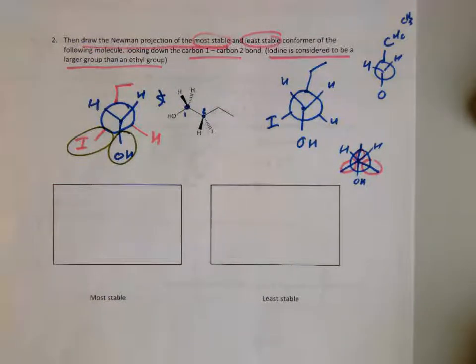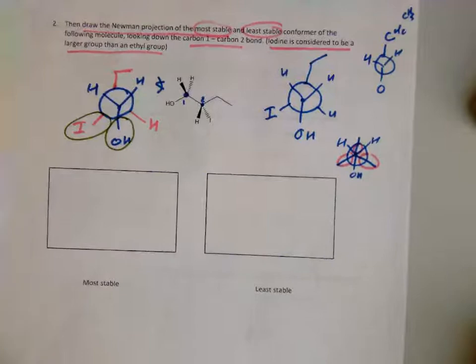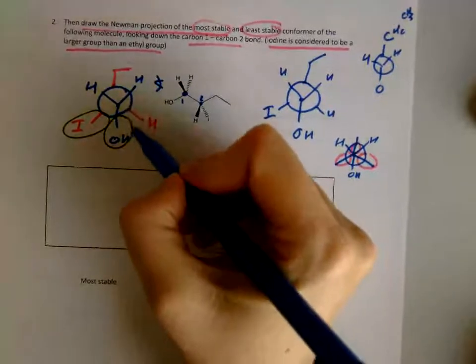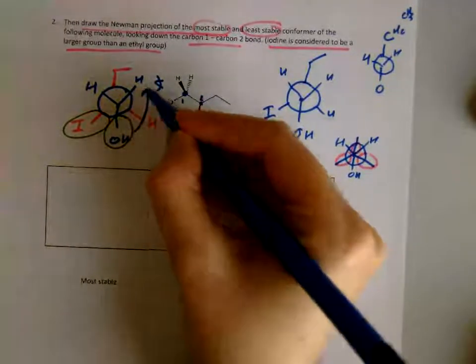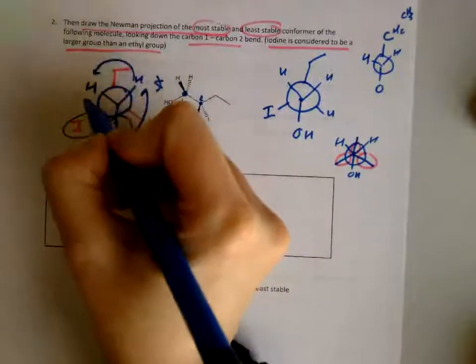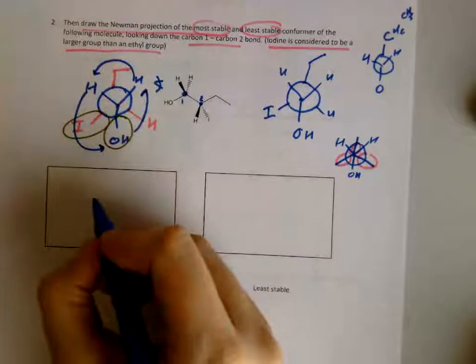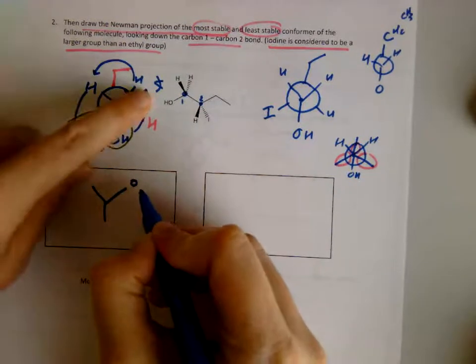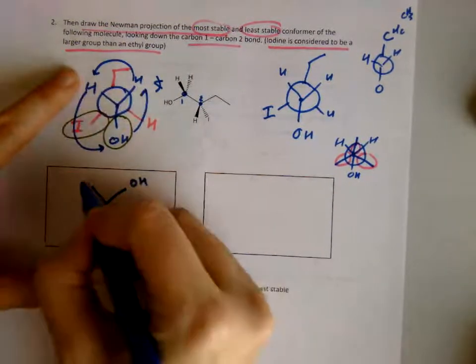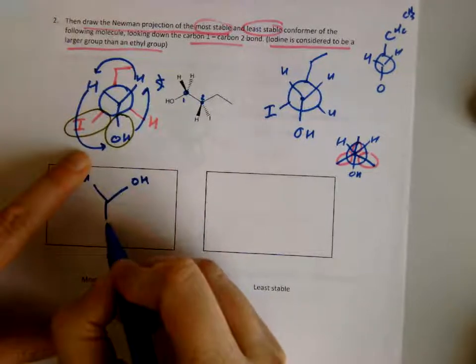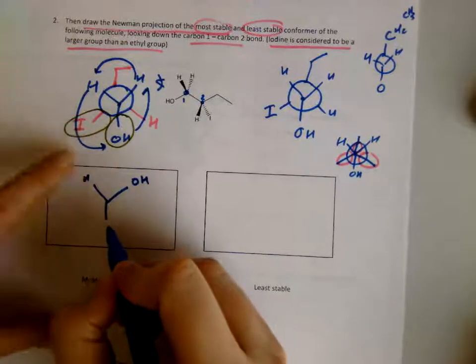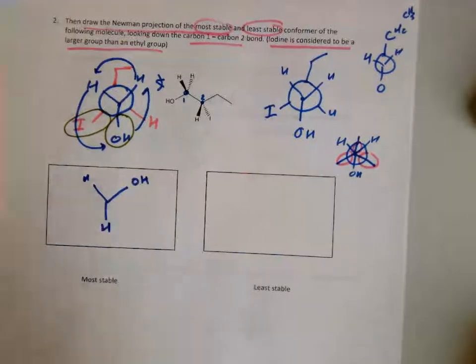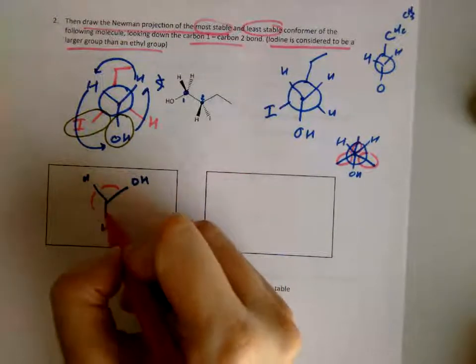So you just need to identify the largest group on the front carbon and the largest group on the back carbon. I want these to be opposite each other. I'm going to show you two different ways you can do it. You can rotate this first one to get the alcohol over here, the hydrogen here, and this hydrogen here. So your alcohol has moved from down here to up here. This hydrogen has moved here, and this hydrogen moved down here.